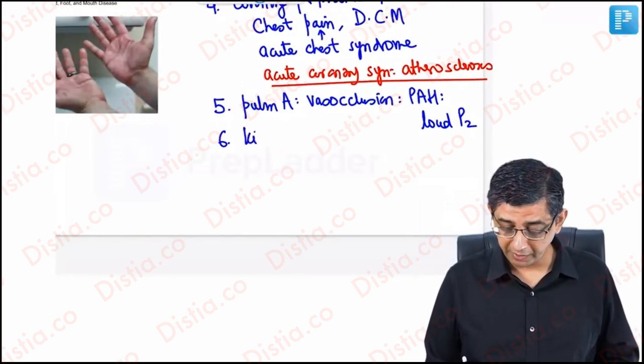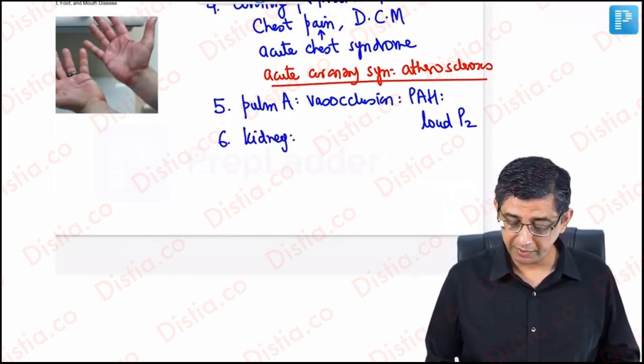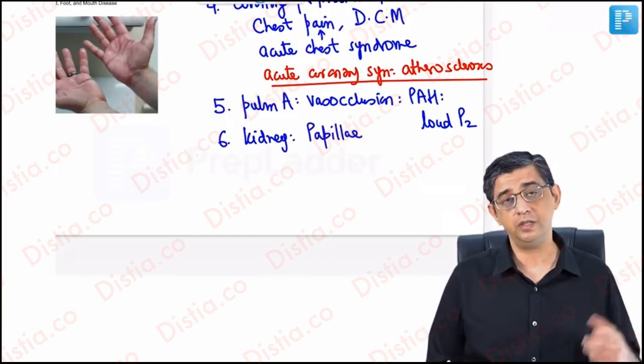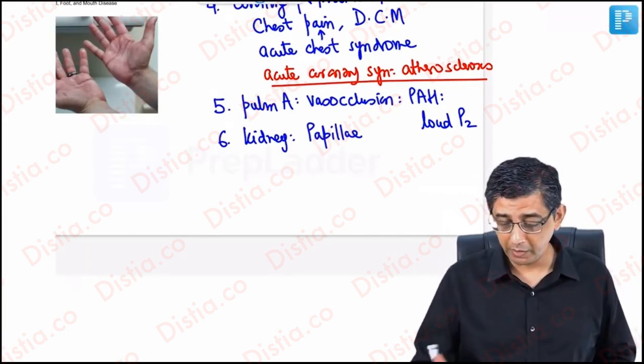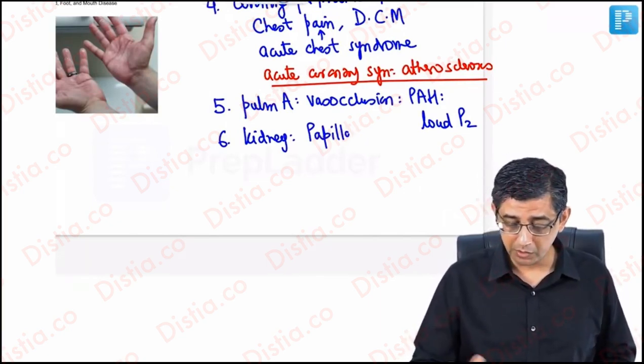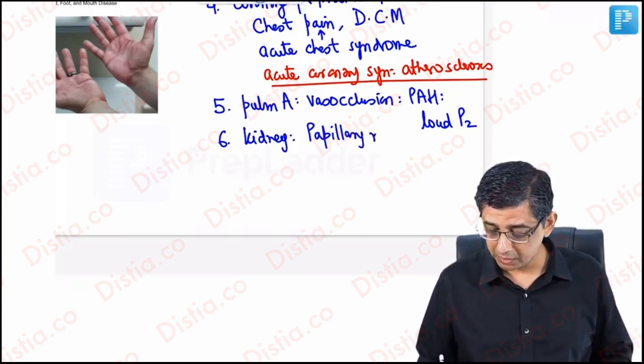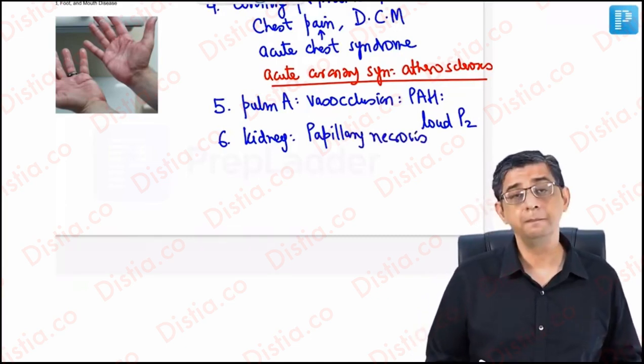Even the kidney will be affected. The area of the kidney that is usually affected is the papillae. Papillae are those areas where ultimately all the collecting ducts are opening. So there would be a papillary necrosis. In fact, there are multiple causes of papillary necrosis. Sickle cell anemia is one of the important ones that is asked.